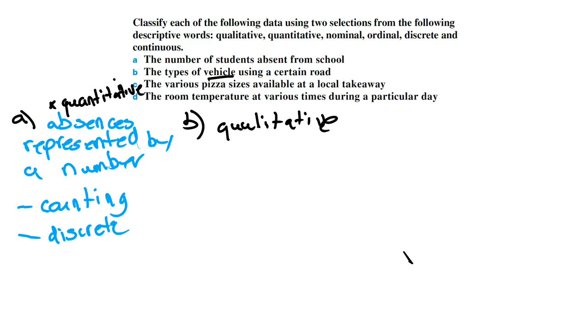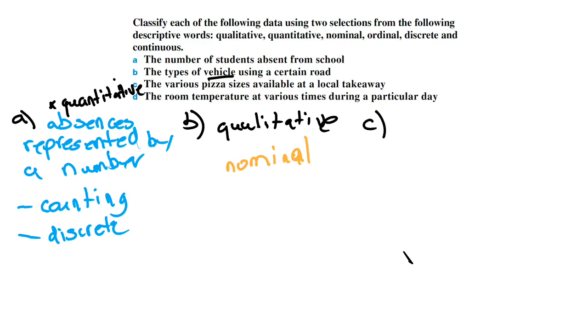Now, if it's qualitative, it's either going to be nominal or it's going to be ordinal. Now, when we're looking at types of cars, are we actually ranking them? Is there any rank? No, there's not. So if there's no ranking, it's going to be nominal, okay? Okay, let's look at C.